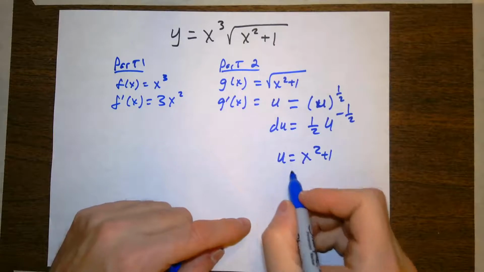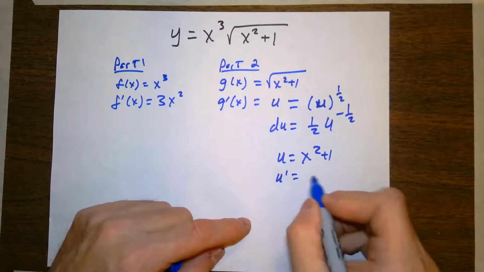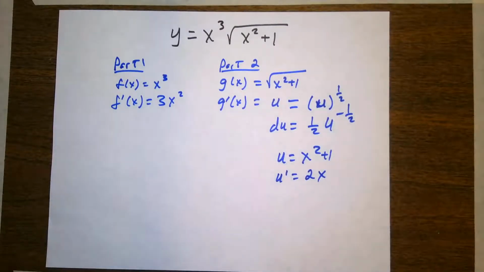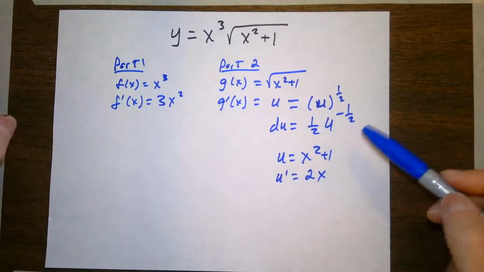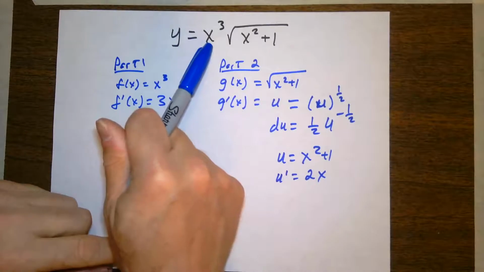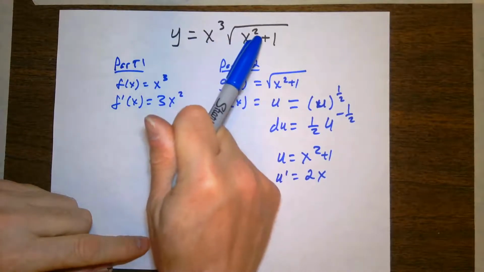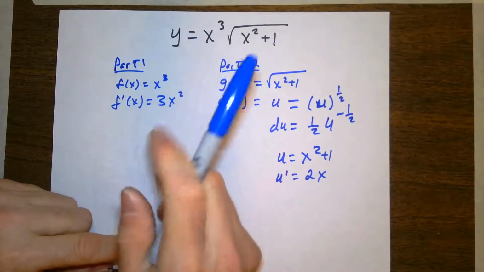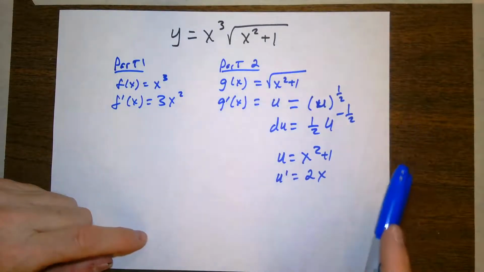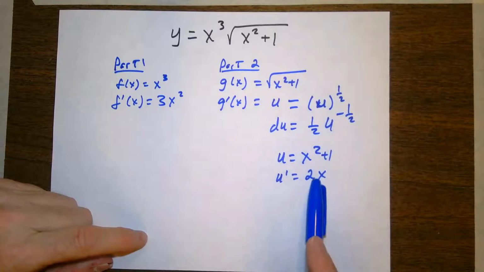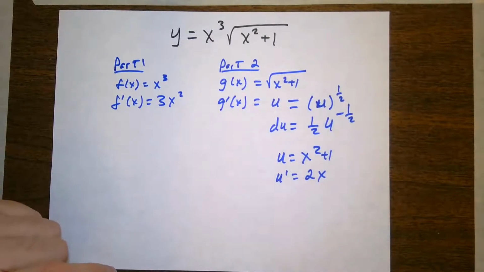And the derivative of the inside function is going to be 2x. So, careful. Now everything we need is up here. It's going to be the first times the derivative of the second plus the second times the derivative of the first. Here's the first. Here's the derivative of the first. Here's the second. And here's the derivative of the second when we plug that in.